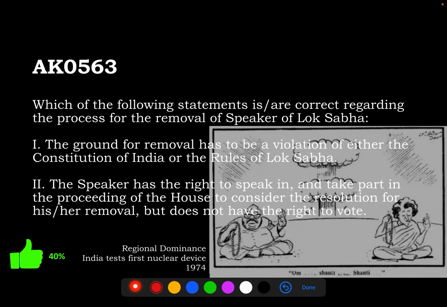Next question is asking again about the process of the removal of Speaker, which are the correct options. First statement says the ground for removal has to be violation of either the Constitution of India or the rules of Lok Sabha.